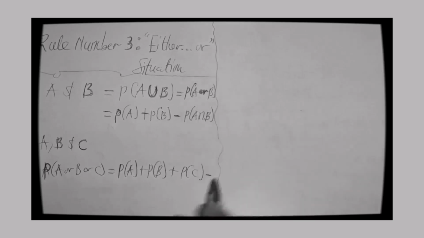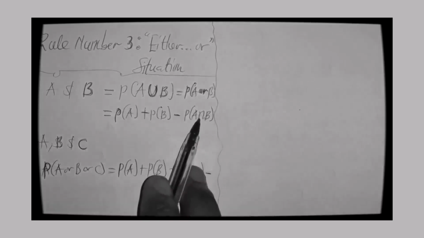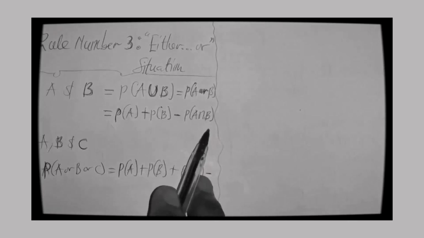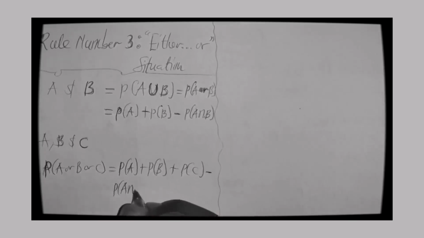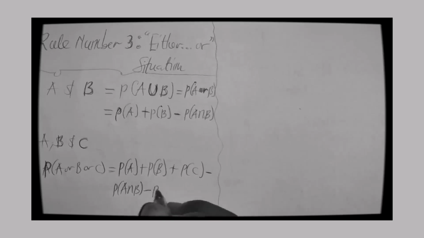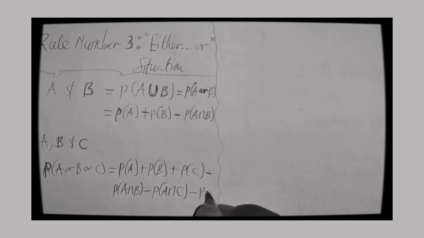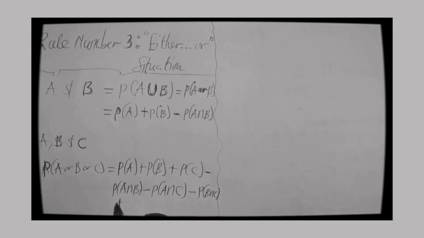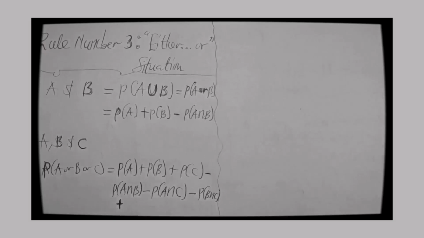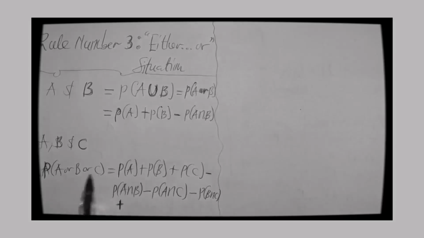Minus, realize that when we're doing the 2, we're doing A union B, we take the intersection of the probability of A intersection B. So we're going to subtract all the intersections: minus the probability of A intersection B, minus the probability of A intersection C, minus the probability of B intersection C, plus all the intersection of the 3 sets, because you have subtracted all the individual ones when we are taking them into twos. But here we are taking them into threes.